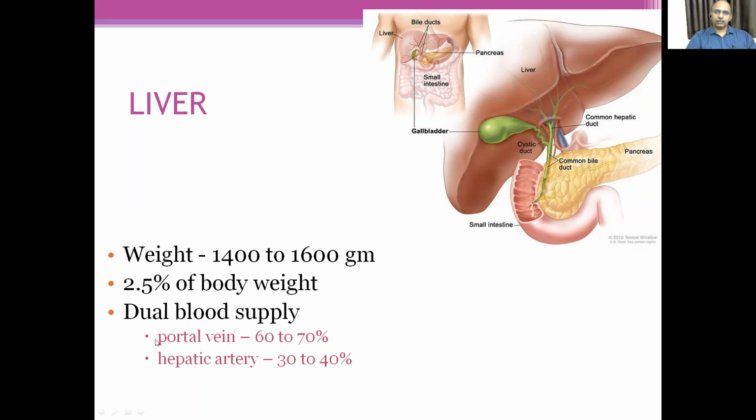The speciality of the liver is that it has a dual blood supply. It gets its blood supply from the portal vein as well as the hepatic artery. The portal vein supplies 60 to 70% of the liver, whereas the hepatic artery supplies 30 to 40%.